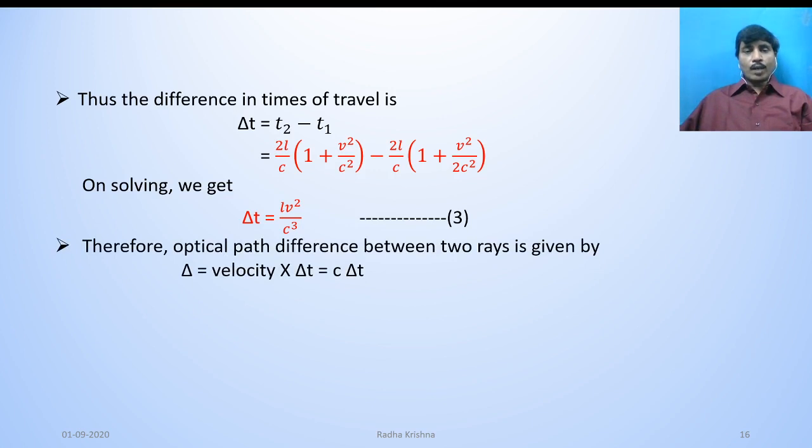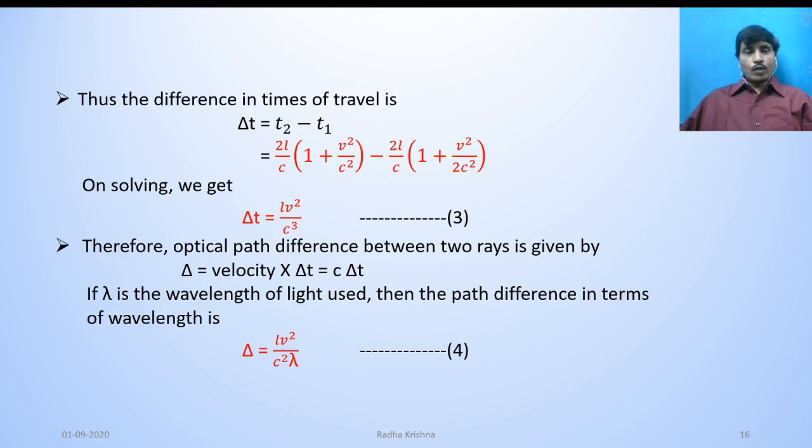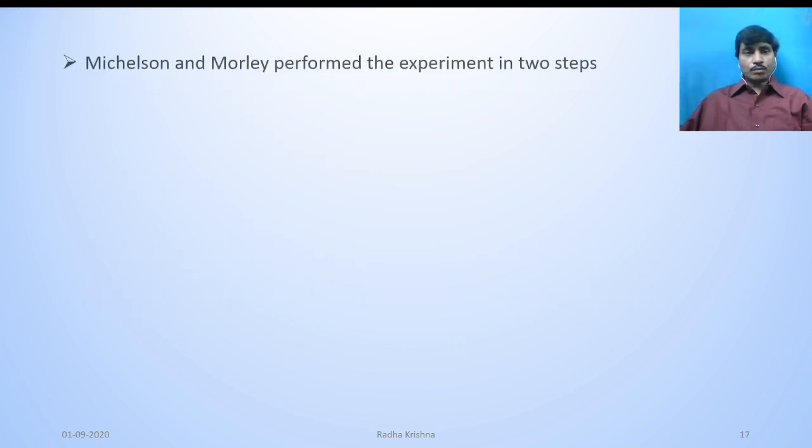Therefore, the optical path difference between two rays is given by delta is equal to velocity into time difference, that is equal to C into delta T. If lambda is the wavelength of light used, then the path difference in terms of wavelength is delta is equal to LV square by C square lambda, that is equation 4.